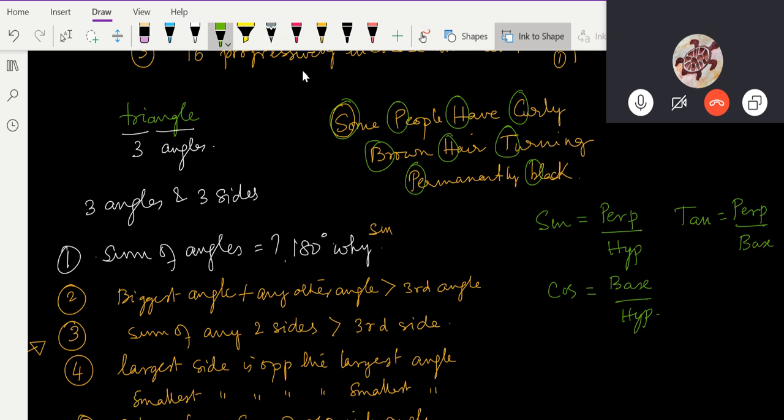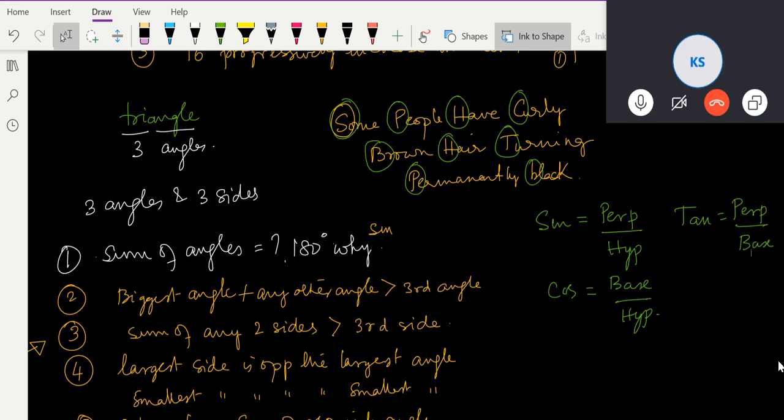Right? Yes, sir. So this is a nice way to remember this. Some people have curly brown hair turning permanently black. So whenever you get confused, just recollect this, and you'll soon get what is sine, what is cos, what is tan.